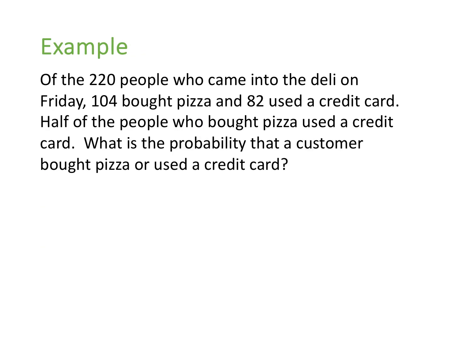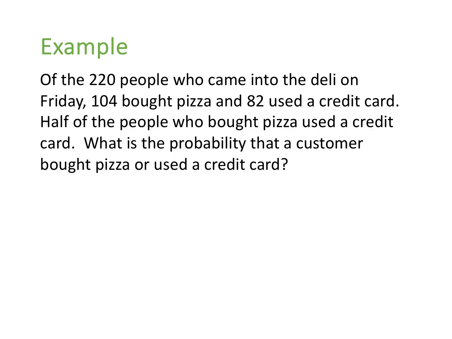All right, let's take a look at this first one. So it says, of 220 people who came into a deli on Friday, 104 people bought pizza and 82 of them used a credit card. Half of the people who bought pizza used a credit card. What is the probability that a customer bought pizza or used a credit card?